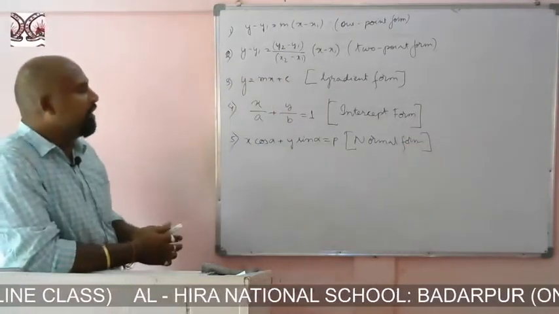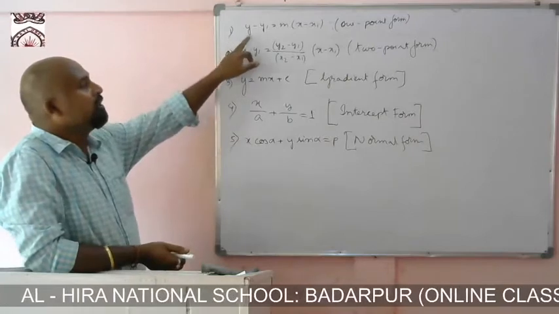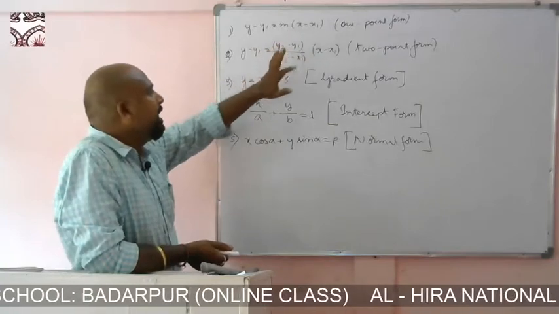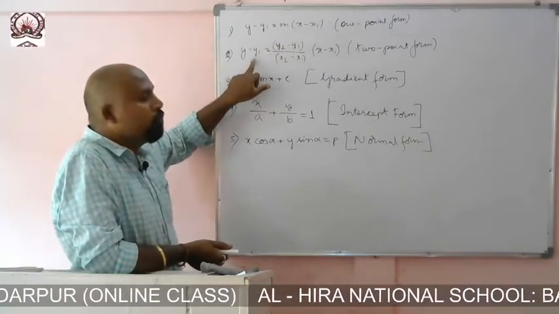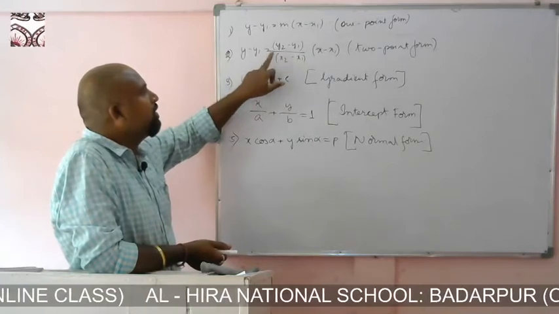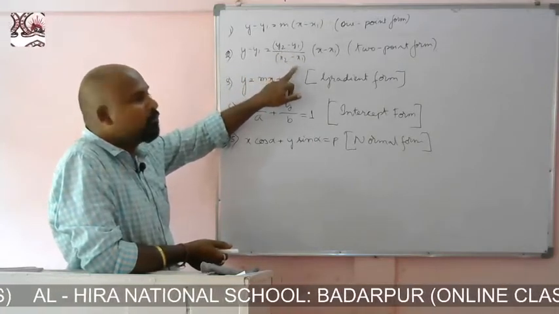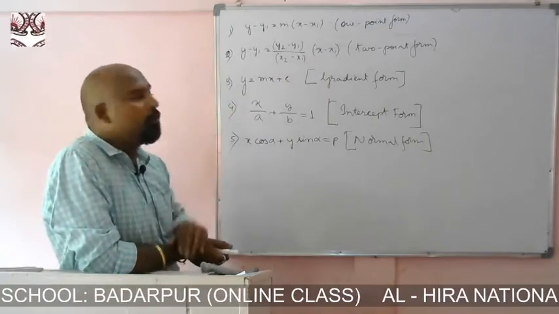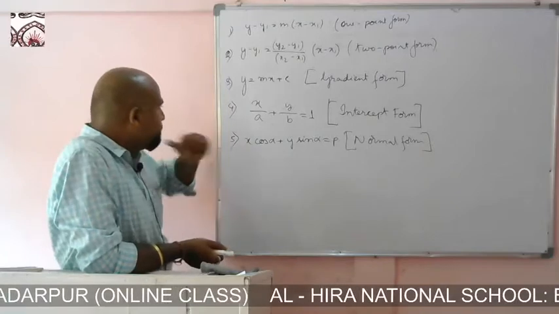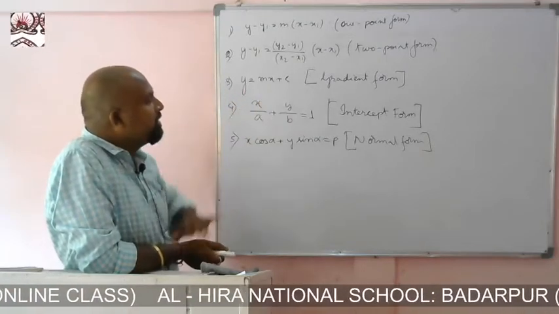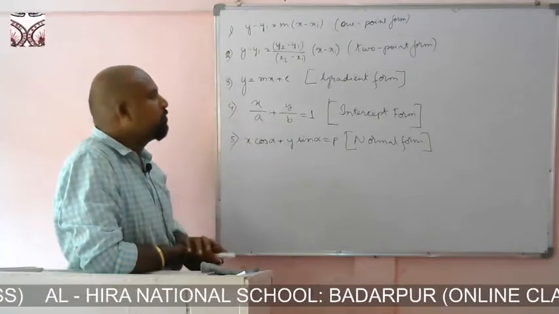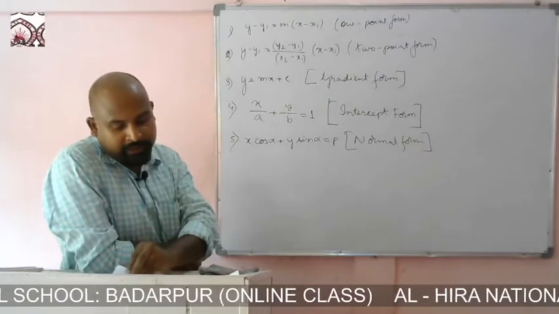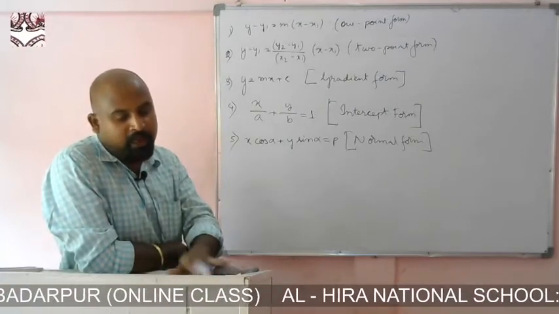What we have discussed from the last class: when one point is given to us, the equation of the line is y minus y1 equals m into x minus x1. When two points are given to us, y minus y1 equals y2 minus y1 divided by x2 minus x1 into x minus x1. When y equals mx plus c, m is the gradient of the line. x by a plus y by b equals 1 is written in the intercept form.